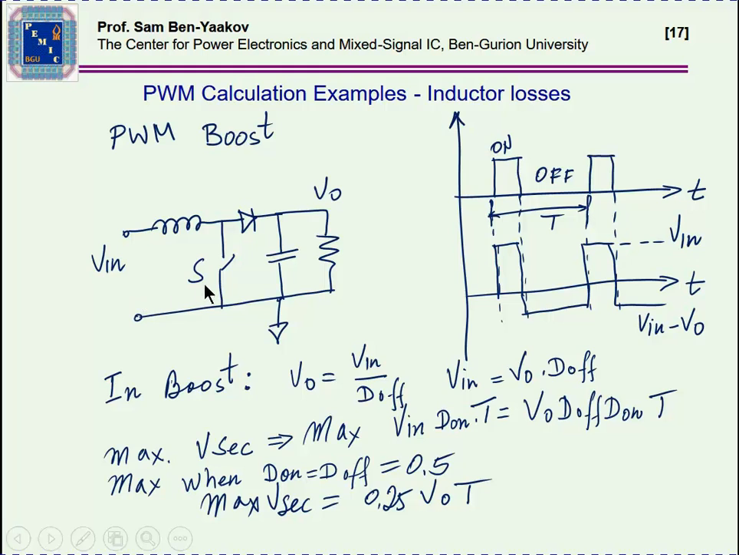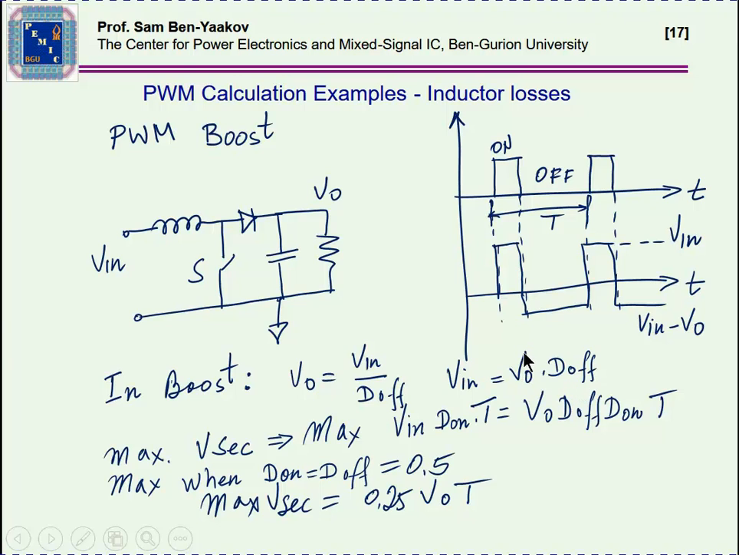Here we have, when the switch is on, V in. When the switch is off, we have V in minus V out. This is, of course, the voltage across the inductor. It's not labeled here. So in boost, we have V out is V in over D off, or V in is V out times D off.